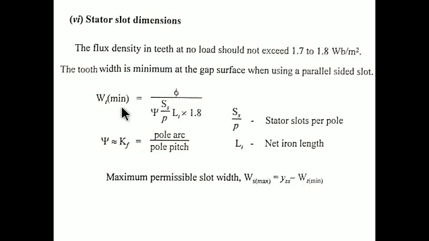After finding this tooth width value, we need to substitute it to find the maximum permissible slot width. So Ws maximum is found by subtracting Y of SS and subtracting WT of SS. By this substitution, we can find the maximum value of slot width. That is nothing but the stator slot dimensions.